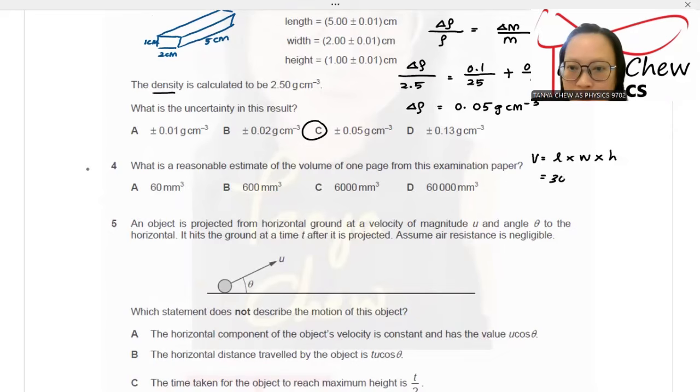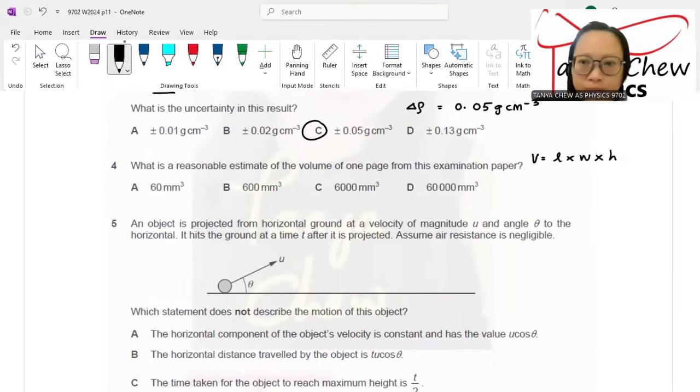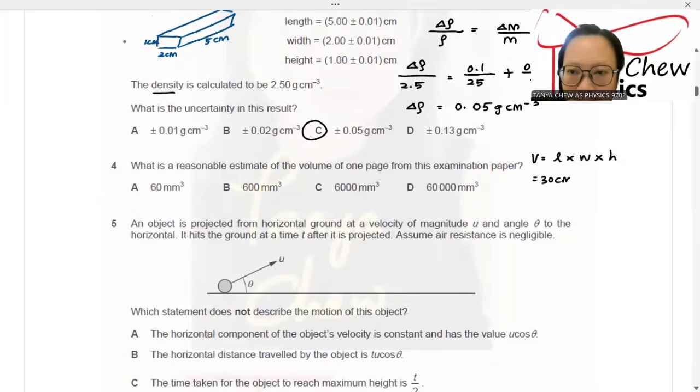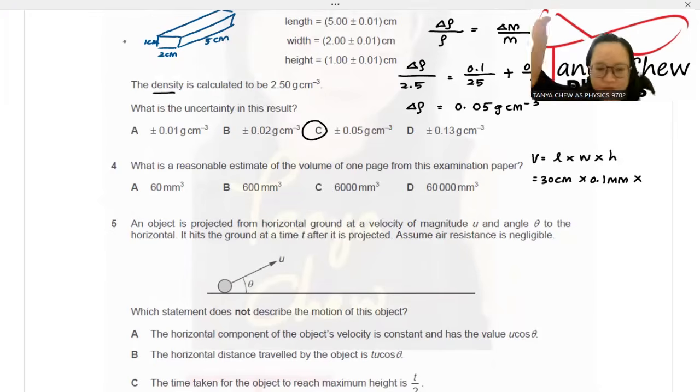So I use my ruler to measure, which is about 30 cm. Let me erase this, the volume. This is 30 cm. The thickness of the paper may be about 0.1 mm because it is quite thin. And the width of the paper, one page of the examination paper, maybe about 20 cm.